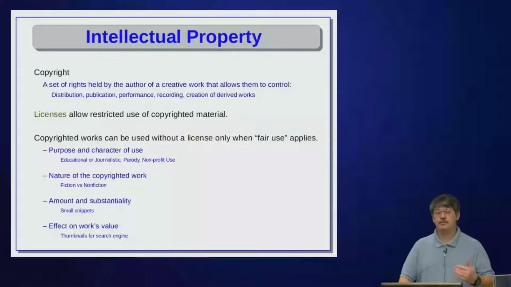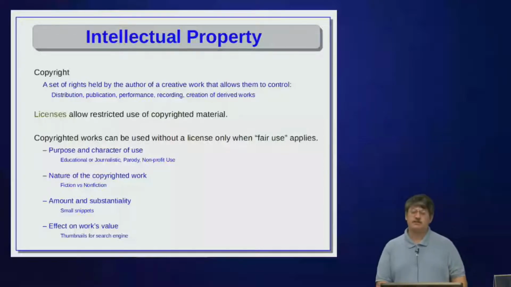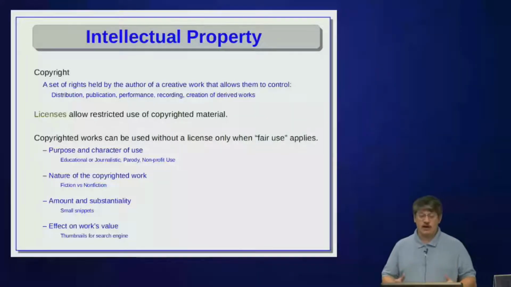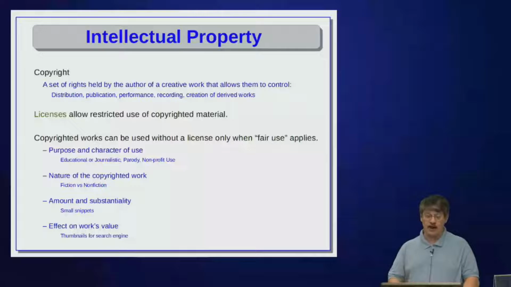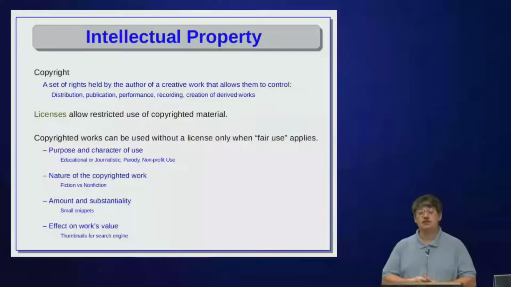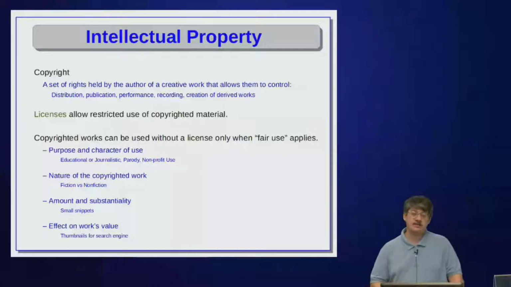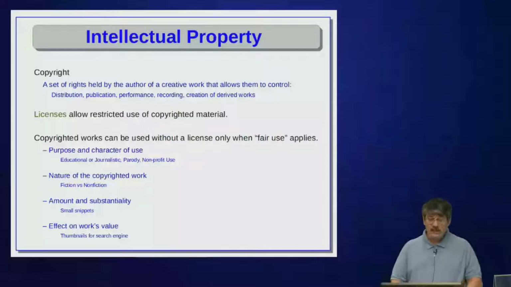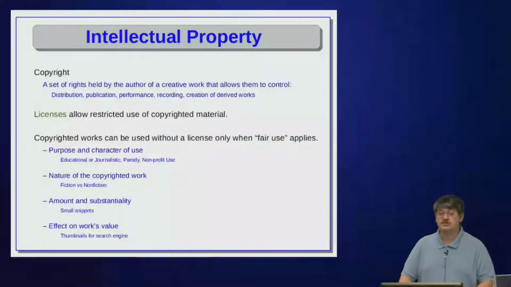So what are some of the protections that we provide for intellectual property rights? Well, first of all, there's copyright. Copyright is just a set of rights that are held by the author of a creative work. There are different rights that are involved in copyright. It's not just one right. Some of the most important ones are the ability to distribute a work, to publish a work, to perform a work, to record it or make copies of it, and to create derived works. So if you own the copyright on something, you can decide who can do those things and when they can do them.